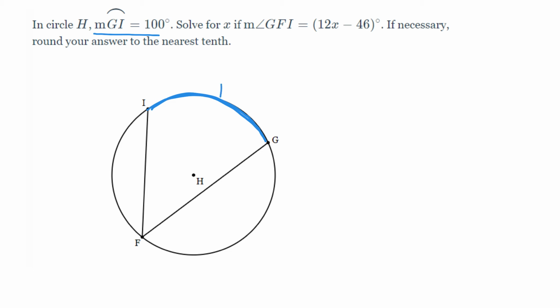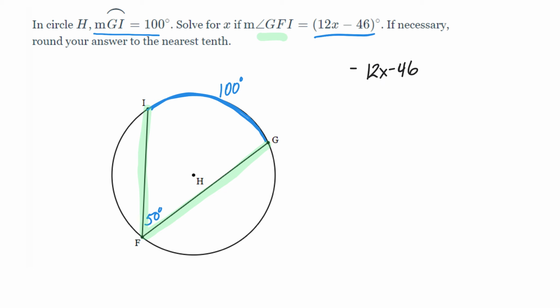So how you approach this is kind of up to you. We could set up a formula that's equal to half, or we could just come down here right now and say, okay, if that's 100 degrees, then this is 50 degrees. It really does not matter how you do this process. But what we next learn is that angle G to F to I has a measure of 12x minus 46.